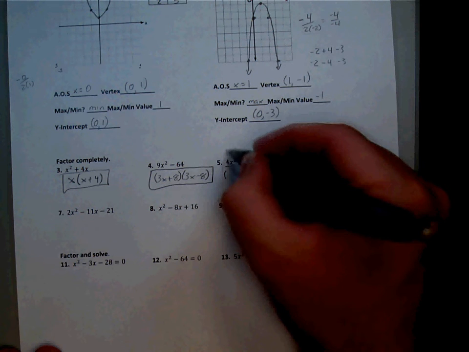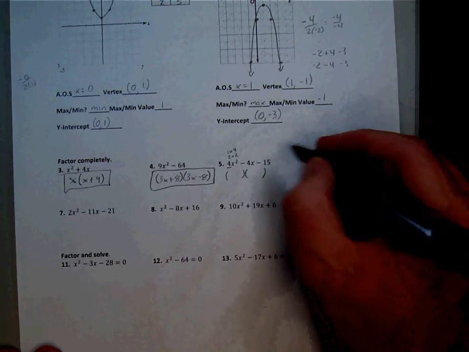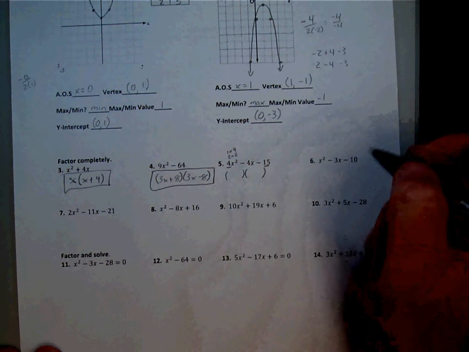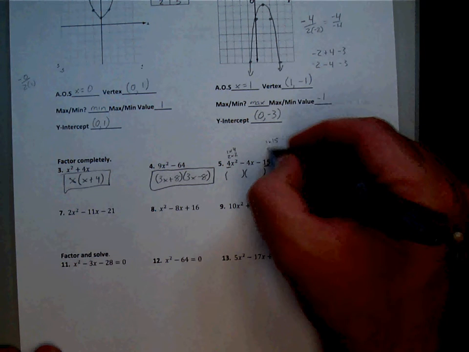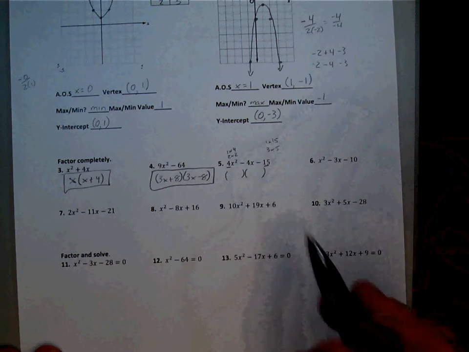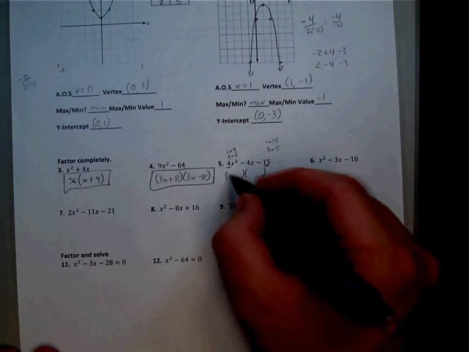So for 4, multiples or factors of 4 are 1 and 4 or 2 and 2. So consider those as options. For 15, I know it's negative, so one's positive, one's negative, but I could have 1 and 15. I could have 3 and 5. I'm going to start with 2 and 2 for the first number, so 2x and 2x.